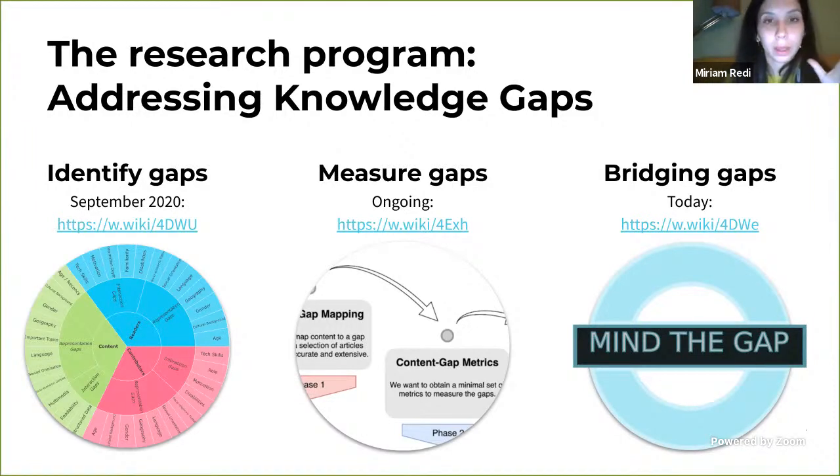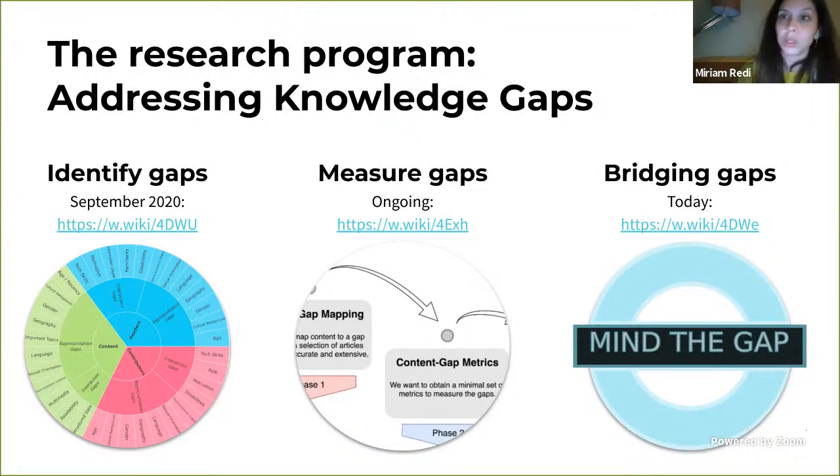The second strategic direction for addressing knowledge gaps is to measure these gaps. Once we have identified these gaps, the next step is to use the research and the technologies that we know to automatically quantify such gaps. So for example, we can say that 80% of biographies on Wikipedia are about men. And metrics like this we can develop for all gaps. And we are actually in the process of developing these kinds of metrics at scale for many of the content gaps. And the third part is about bridging knowledge gaps.